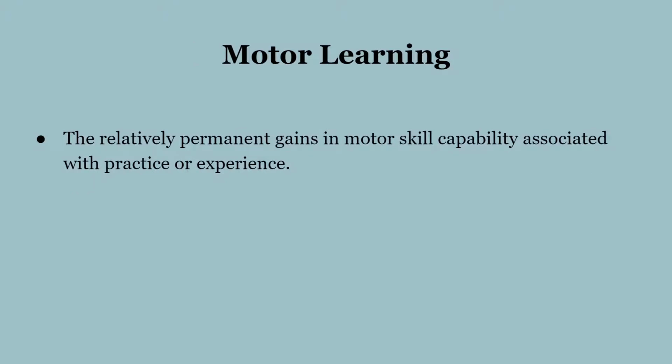Next is motor learning. Motor learning is the relatively permanent gain in motor skill capability associated with practice and experience. Simply put, as we learned previously, motor means movement, and learning is the process of learning something new. As the definition states, it is gaining a permanent motor skill and capability associated with practice and experience. For example, walking is a motor skill that we obtain as a result of practice and experience. As babies, we experience walking and we practice until we're able to walk without even thinking about it.